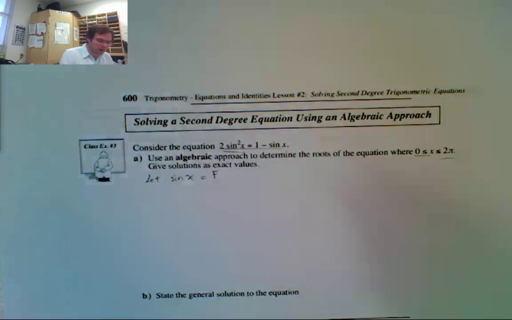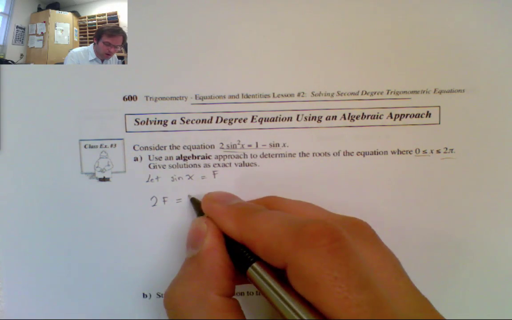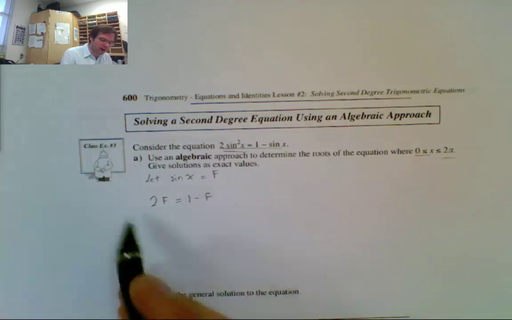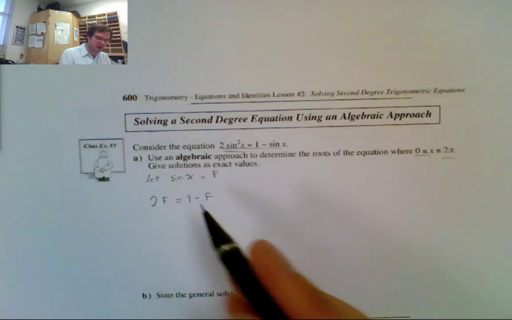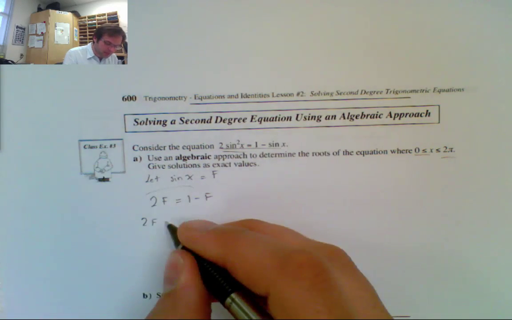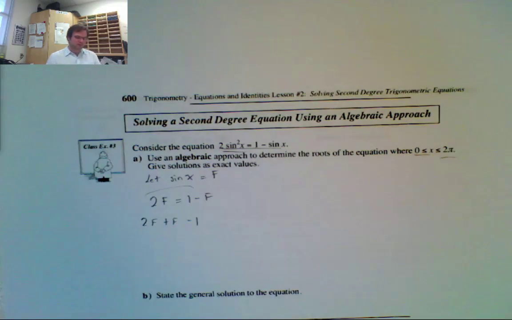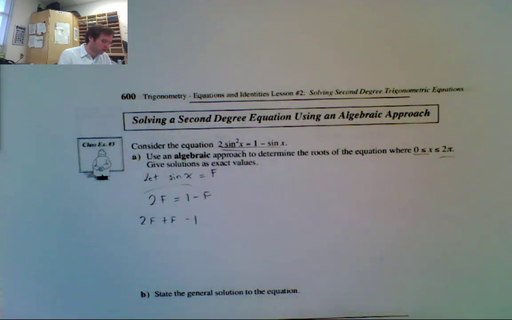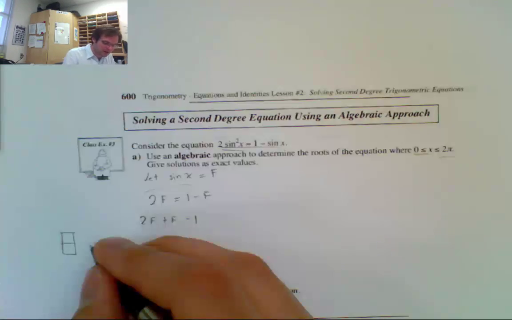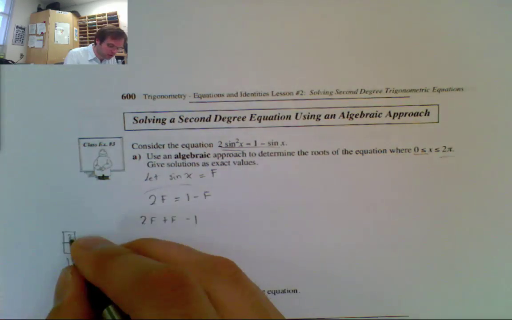Okay? So I'm going to have 2f squared is equal to 1 minus f. If I want to solve for f here, I'm going to move everything to this side of the equation. So I'm going to get 2f squared plus f minus 1. Okay, so now I'm going to do a quick little box method to factor. Right there I have negative 2, and I'm going to have 1. So that's going to be 2 and negative 1.